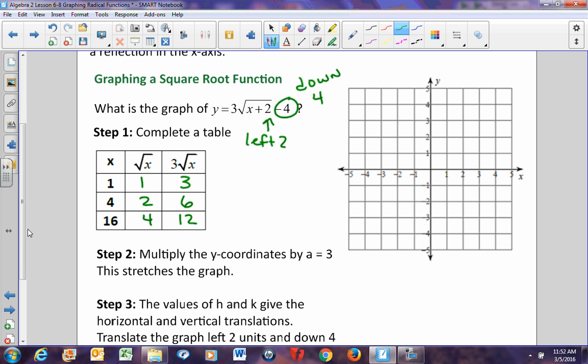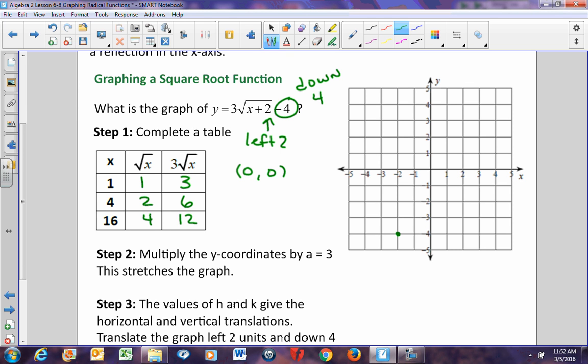So originally we would be at 0, 0. But we have to multiply that by 3. It would still be at 0, 0 because 3 times 0 is still 0. But now we're going to go left 2, which is going to be negative 2, and down 4. So our vertex of this part of the graph is going to be at negative 2, negative 4, which is right here.